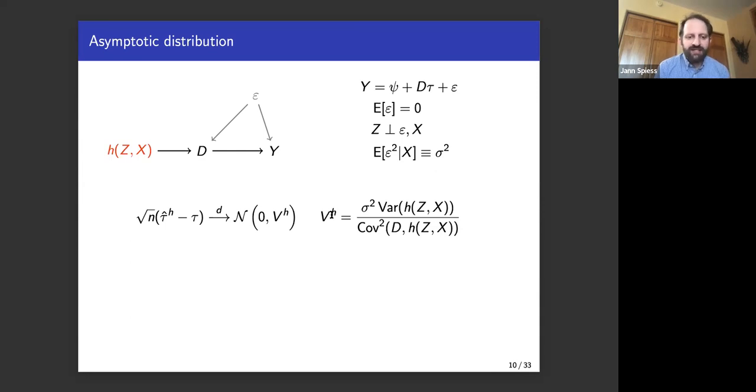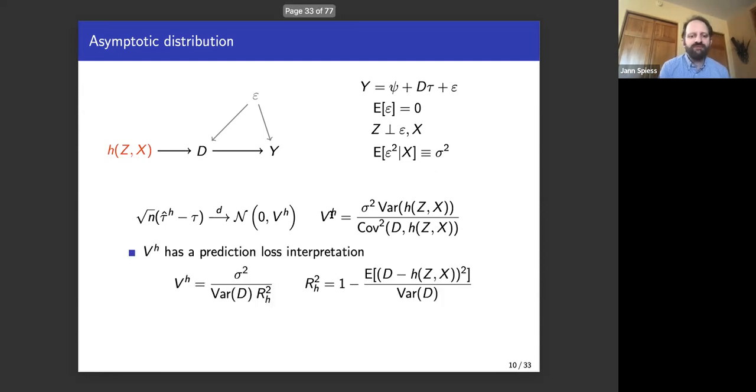We can just use standard asymptotics to show that the resulting estimator is root-n consistent and asymptotically normal, and has a variance that is related to both the variance of the instrument and the covariance of the instrument with the treatment. Specifically, I can rewrite this variance in terms of the prediction quality of my first stage estimation exercise, where I predict the treatment from this instrument.